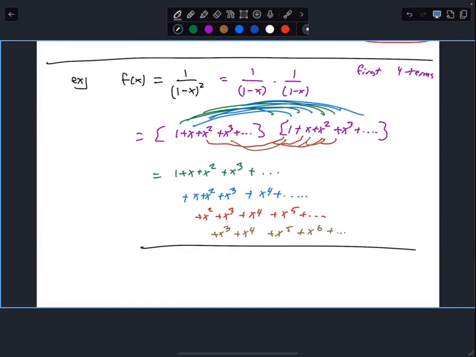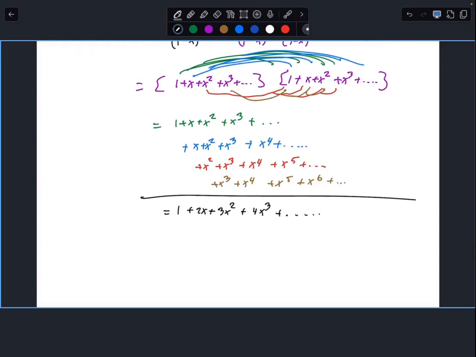How many 1s do I have? I just have a 1, plus how many x's? 2. Plus how many x cubes? 3. Plus how many x to the 4th will I have? 4x cubes plus dot, dot, dot, dot. Because I said I only wanted to find the first 4 terms.